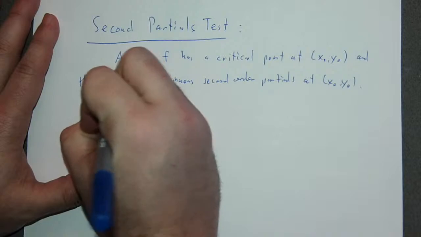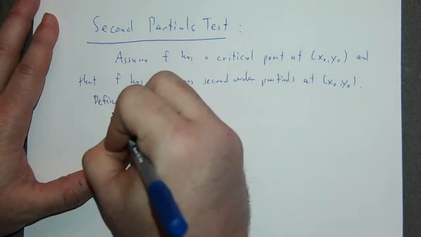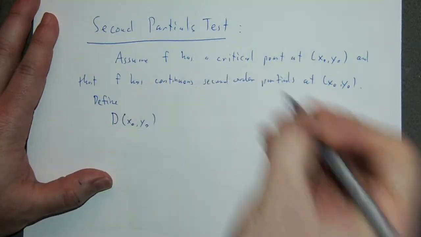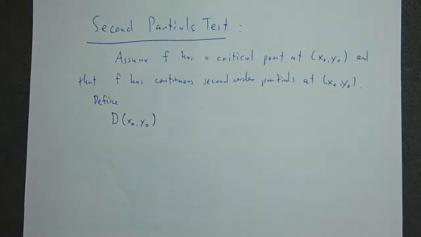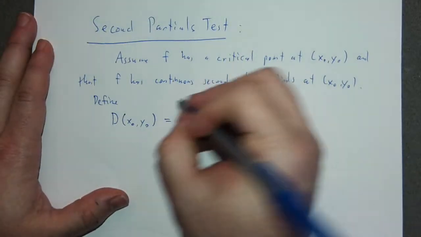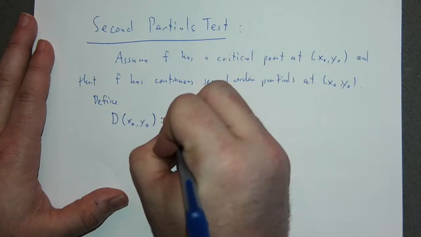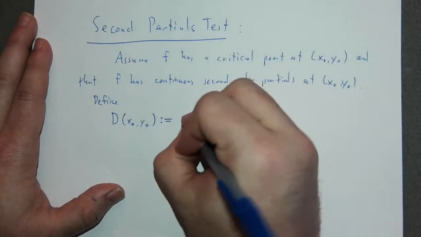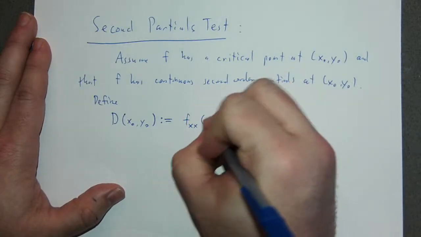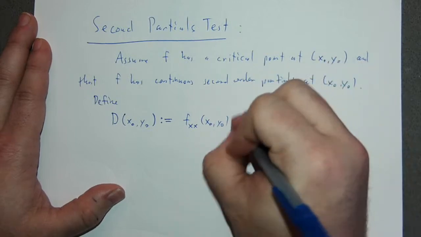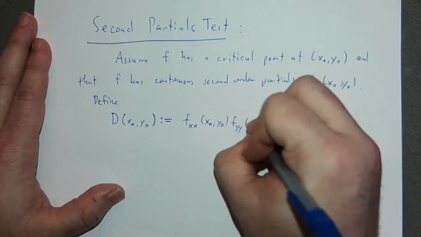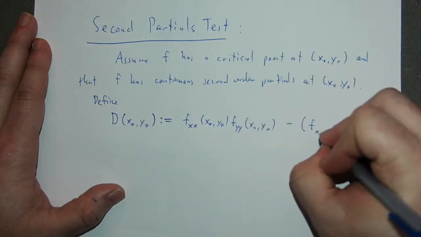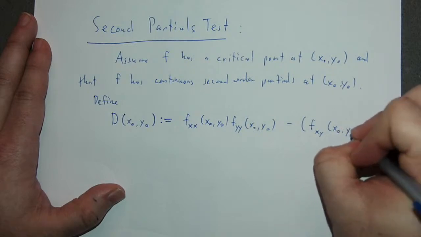Define d at the point x naught, y naught. So you're only applying this at x naught, y naught. Define d of x naught, y naught to be, so that colon, remember, means that this is being defined to be this thing. So define this to be the double x partial of f at x naught, y naught times the double y partial of f at x naught, y naught minus the xy partial of f at x naught, y naught squared.